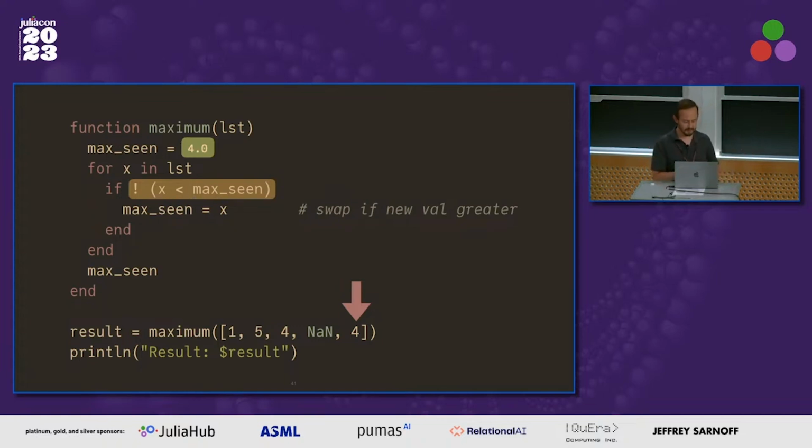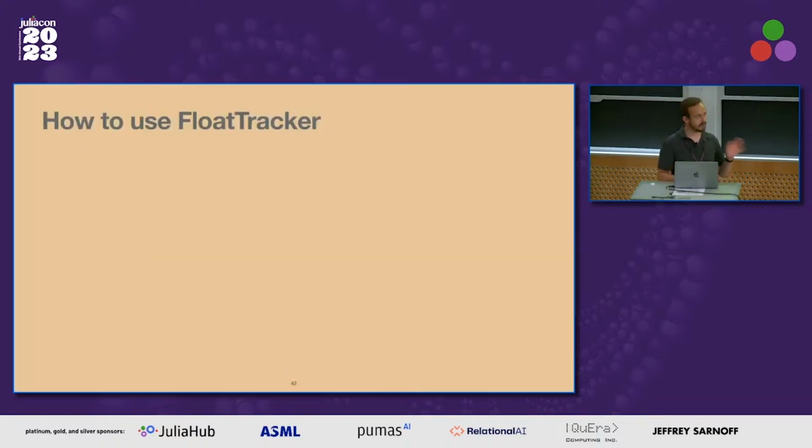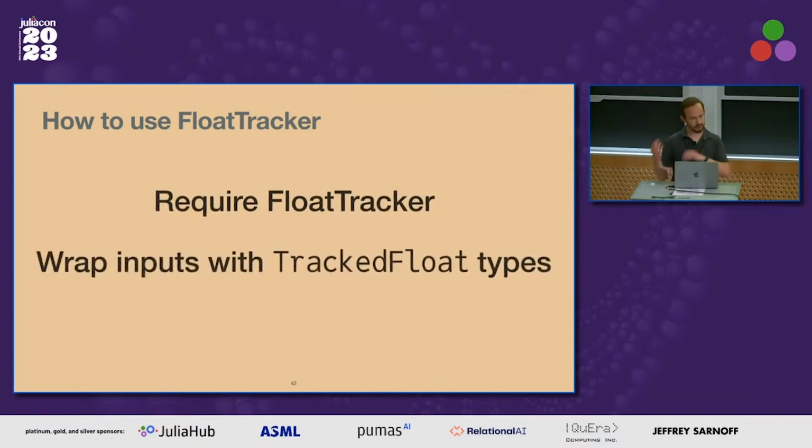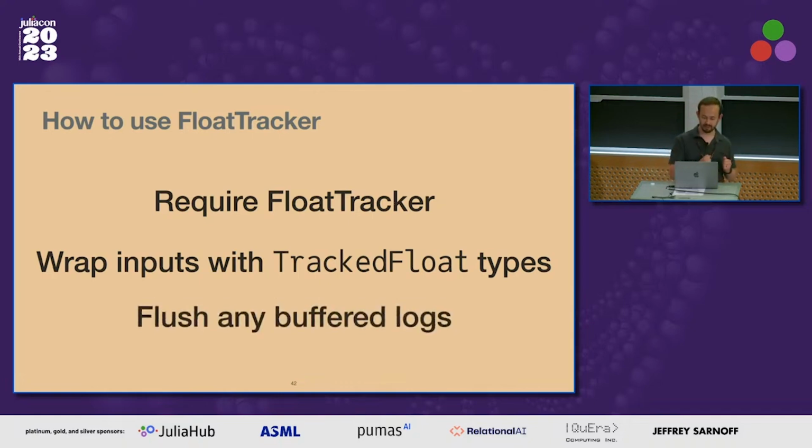That's what happened. Now, the correct thing to do in a situation like this would be to propagate or otherwise guard against that NaN. That depends on your situation. But the nice thing is FloatTracker has given us clues as to where to look. So as a recap, to use FloatTracker, you simply require FloatTracker, wrap your inputs with tracked float types, and then flush any buffered logs that haven't been flushed to file already.